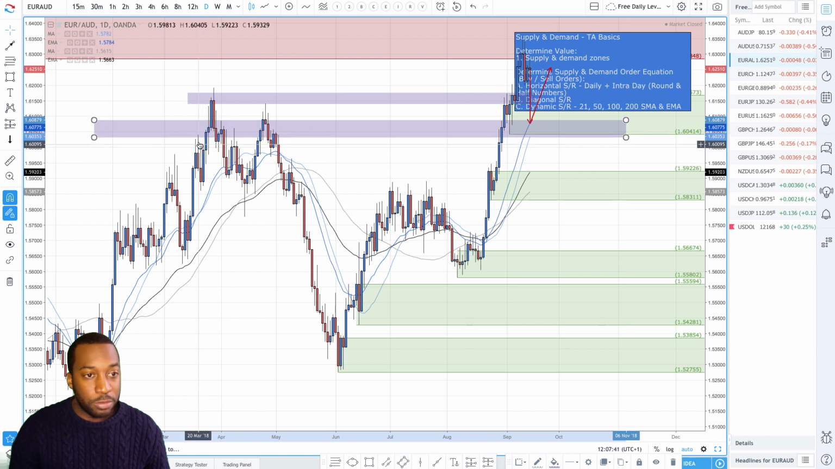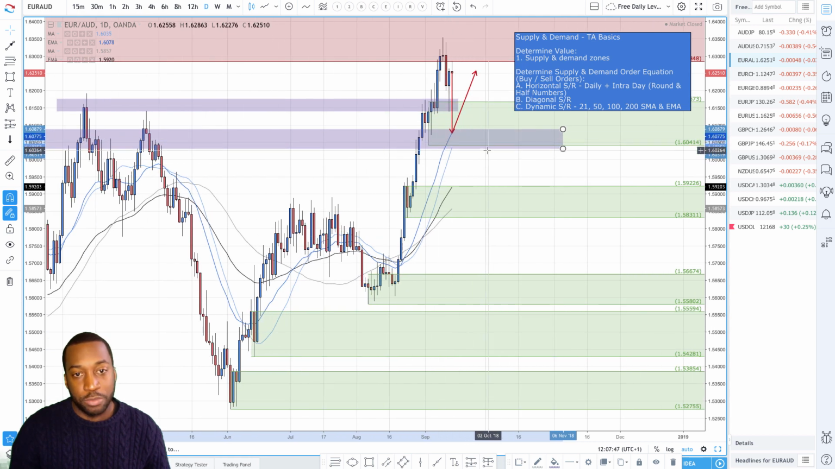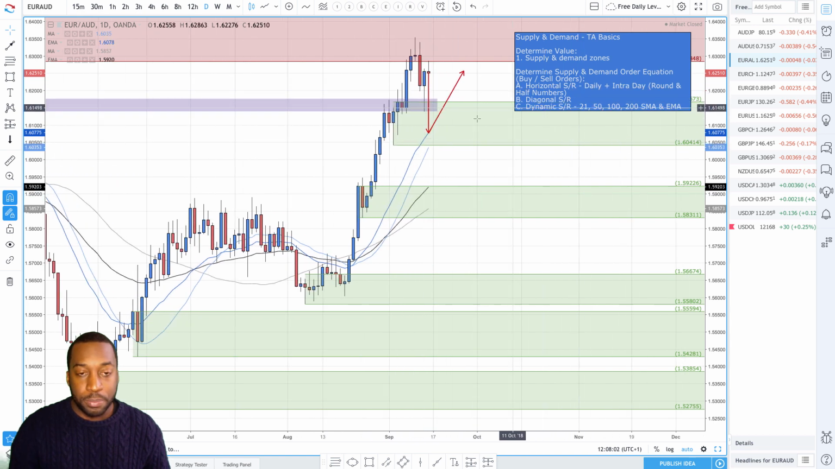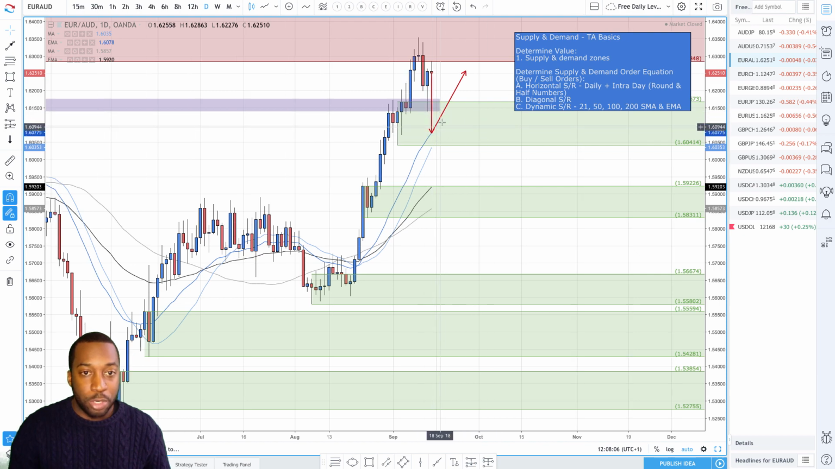Where you have resistance, resistance, resistance, but it's not exactly clear. But lower ends of demand zones are okay anyway, even without the horizontal support and resistance. But obviously we want to make sure that we have this equation on our side as well. Yeah, so no dynamic either at the moment.